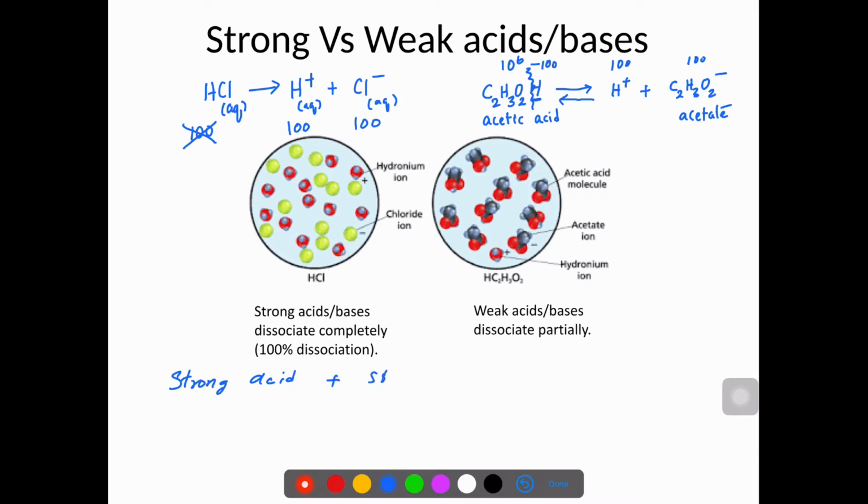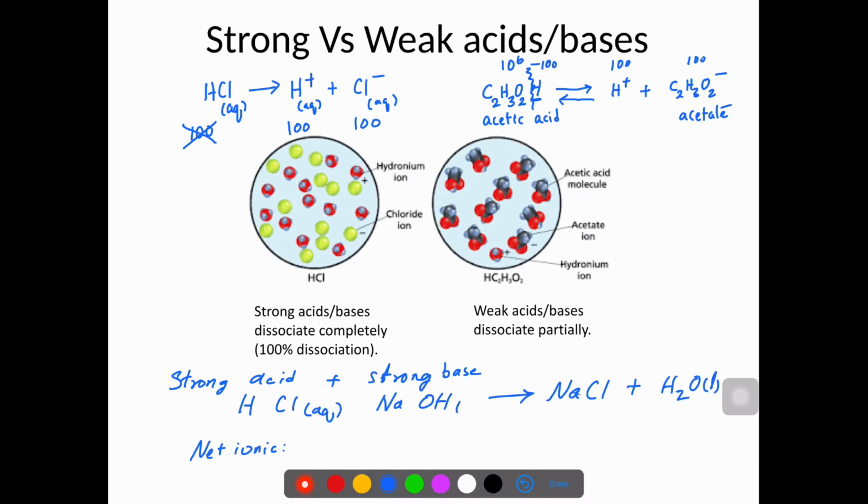Okay. Now, for a strong acid, strong base neutralization reaction, think about what the net ionic equation is going to be. So let's say you have HCl plus NaOH. You can take other examples of strong acid and strong bases. This is going to produce NaCl, salt, plus water. Okay, so your water will be liquid. The other ones are dissolved in water, aqueous.